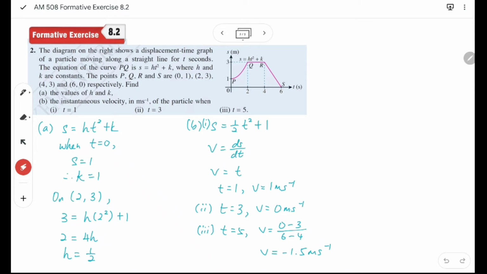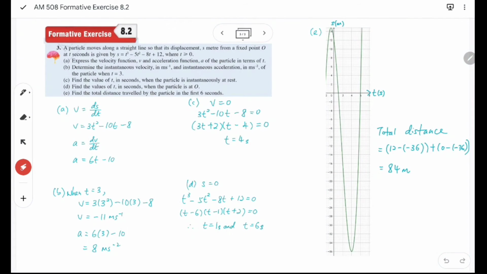Okay. Then number 3, when t equals 5. So when t equals 5, the displacement shows here. Then what about our velocity? Again, velocity is the rate of change of displacement, which is the gradient of the straight line. So looking at the gradient of the straight line, we get v equals negative 1.5 meters per second.